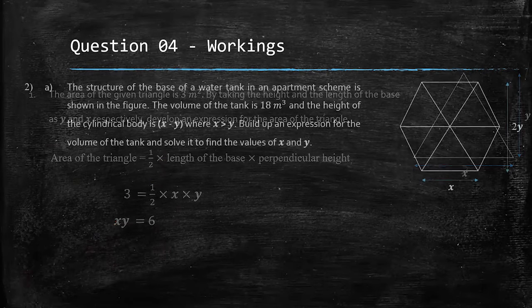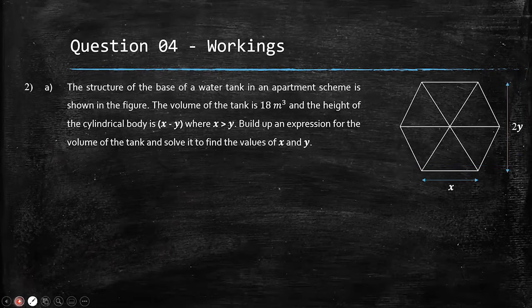So let's move on. In the second question, it states the structure of the base of a water tank in an apartment scheme is shown in the figure. So it is in a hexagon shape, right? And it consists of six triangles that we have discussed earlier in the first part of the question. So the volume of the tank is 18 cubic meters and the height of the cylindrical body is x minus y. Build up an expression for the volume of the tank and solve it to find the values of x and y. So let's see.